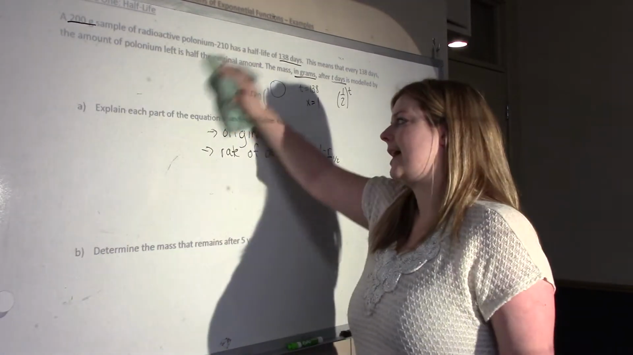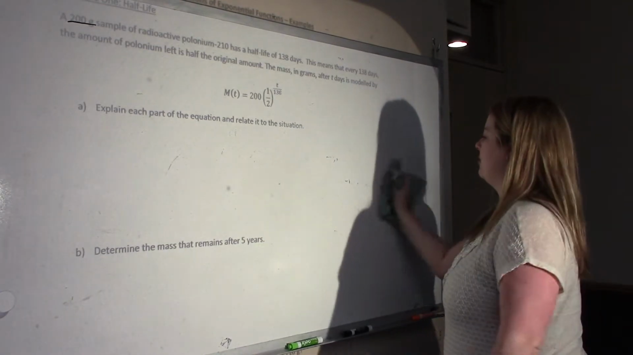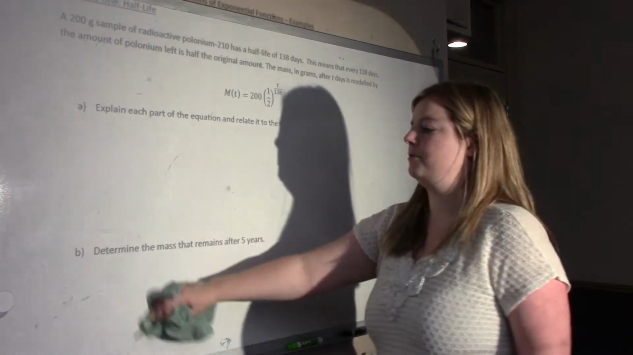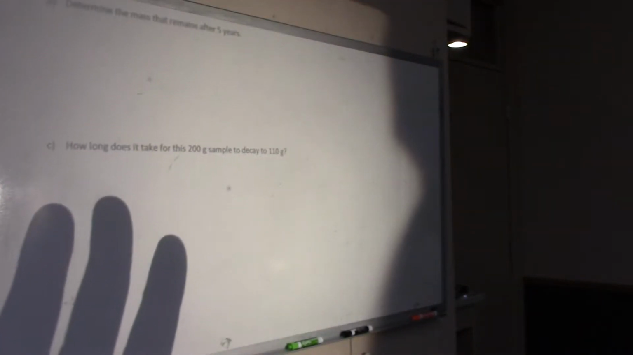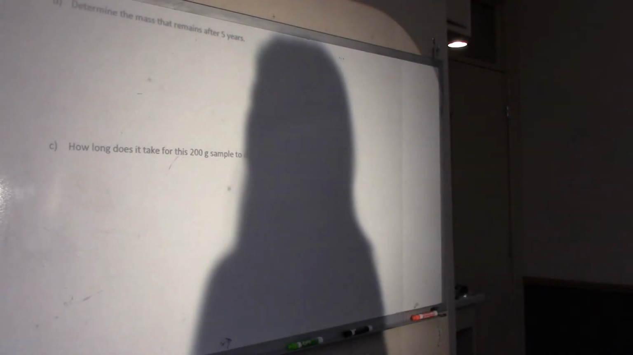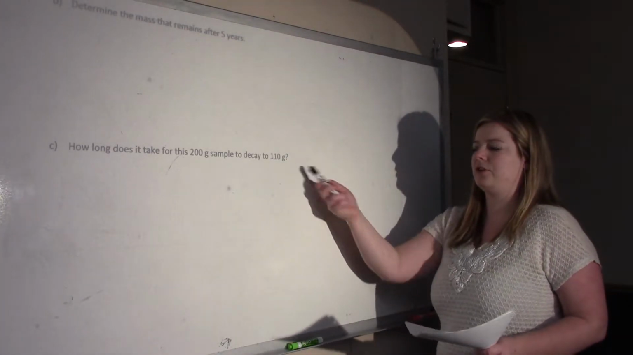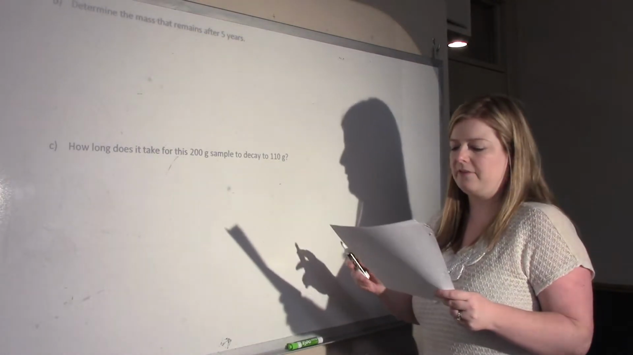Okay, so analyze that. Make sure you understand all the parts of the equation, because later you will be expected to come up with equations on your own. This time it's given to you. So now they want us to do two things. First, determine the mass after 5 years, and then they want us to know how long it takes to decay to 110 grams. So determine the mass that remains after 5 years.